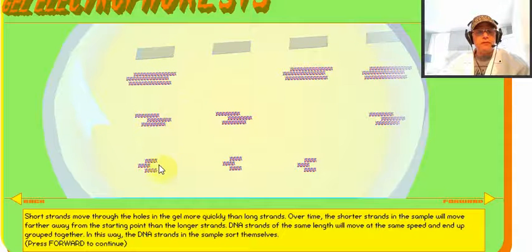And which ones move the furthest? The shortest ones, of course. The shortest ones are the lightest, so they will travel further. So it says, short strands move through the holes in the gel more quickly than long strands. Over time, the shorter strands in the sample will move further away from the starting point than the longer strands. DNA strands of the same length will move at the same speed and end up grouped together. In this way, DNA strands in the sample sort themselves.